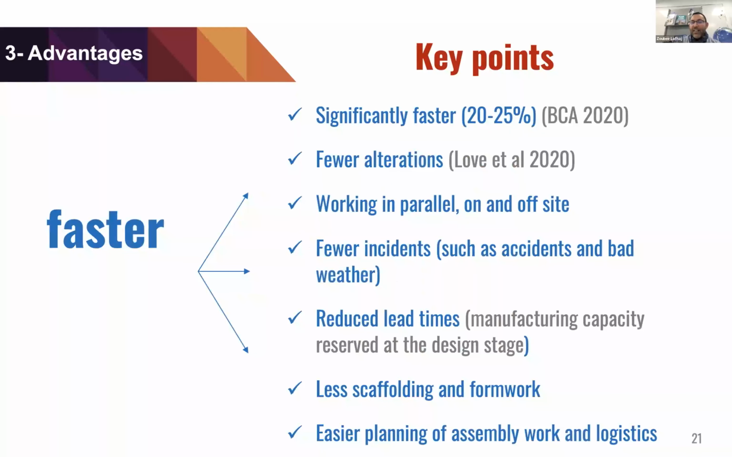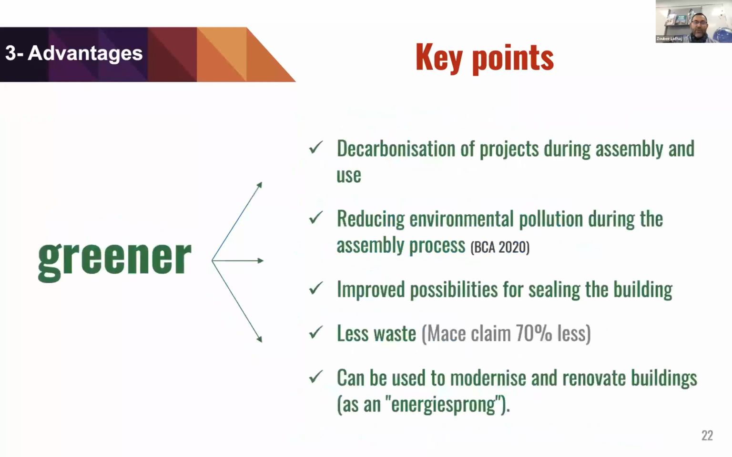To be faster, significantly faster, between 20 and 25%, and we have the reference. Fewer alterations, working in parallel on and off site. Fewer incidents such as accidents and bad weather. The environment is extremely good in this case in a factory. Reduces lead times, manufacturing capacity reserved to the design stage. Less scaffolding and formwork, and easier planning for assembly work and logistics.